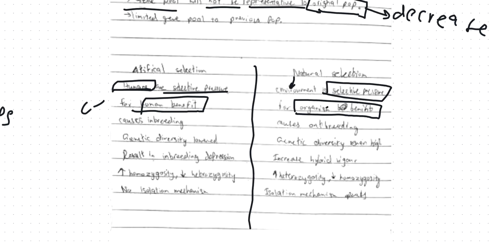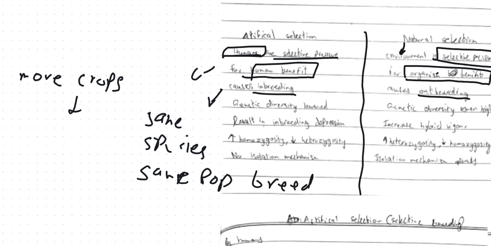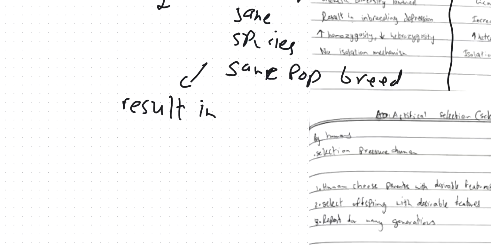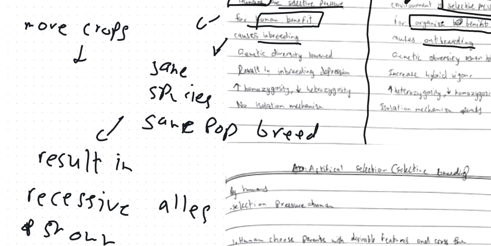And artificial selection causes inbreeding, but natural selection causes outbreeding. Inbreeding is when the species from the same population breed together. And why is inbreeding bad? Because inbreeding can result in the recessive alleles being expressed. So inbreeding is bad because it results in recessive alleles being expressed.